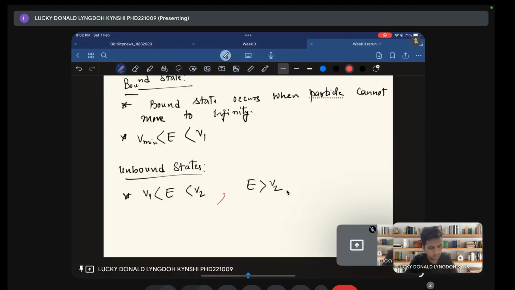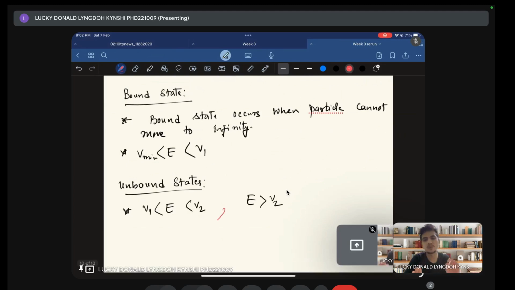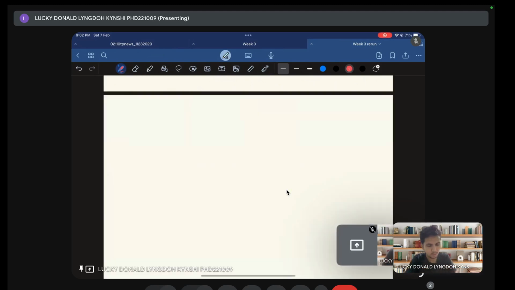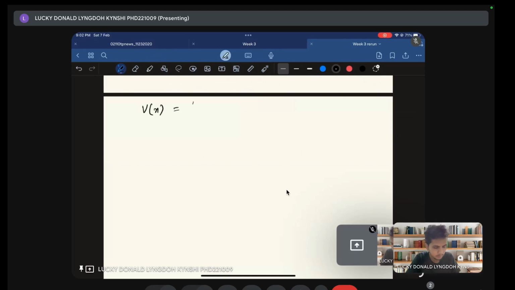Now let's go back. I think you understand what a bound state and an unbound state are. Energy should be less than a certain potential in a bound state, but in an unbound state the energy is greater than the given potential. So now let's go back to your problem. The problem is given as V of x equal to infinity for x less than or equal to 0, and minus V naught delta x minus a for x greater than 0. Pictorially, I think you can look at the problem this way.